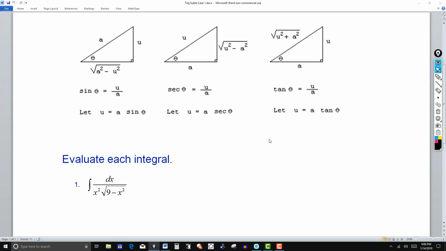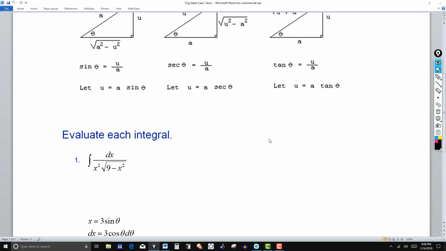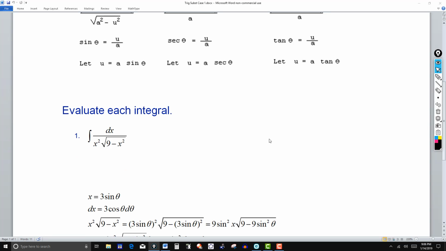So in this particular case then, here it is, x. Instead of u, I'm using x because the variable is given in terms of x. So x is equal to 3 sine theta. So that's this step right here: u equals a sine theta. In my case, I have x equal to 3 sine theta. That's going to be the main substitution.